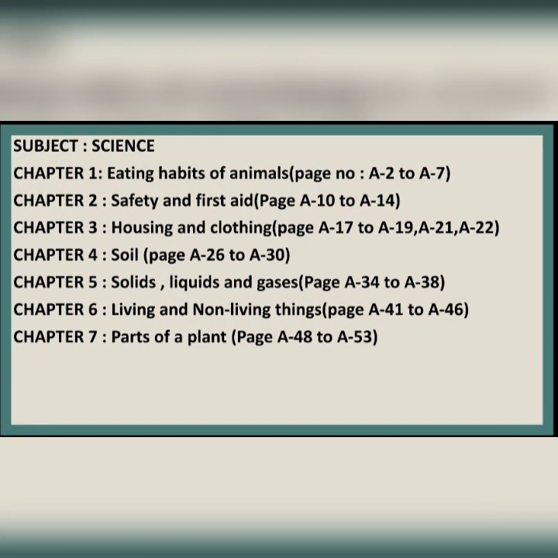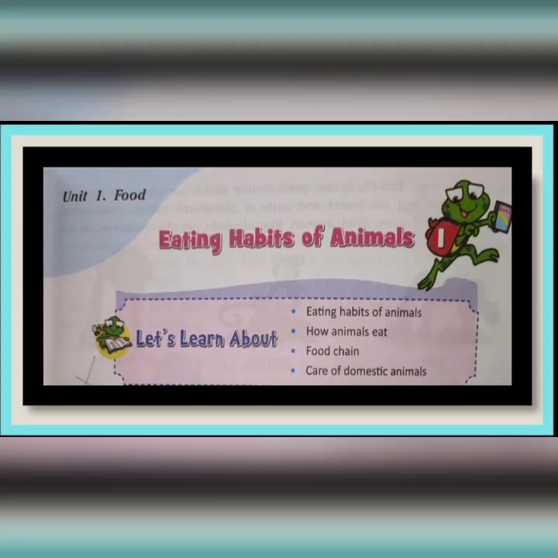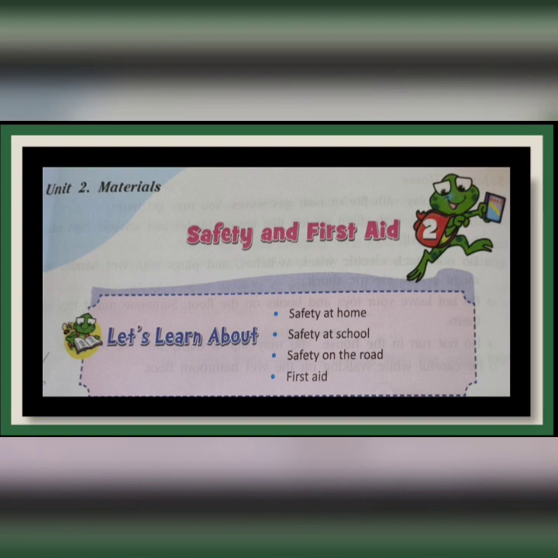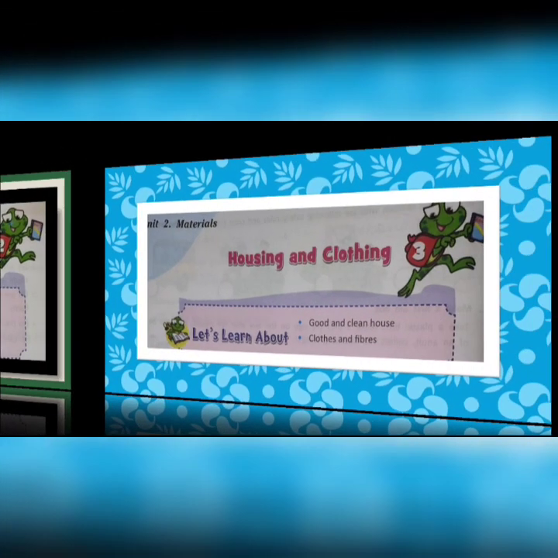This is the syllabus of science for the midterm. The page numbers are mentioned here. Okay, only these page numbers you have to study from these chapters. Now let us recall what we did in the previous class. We did revision of chapter 1, eating habits of animals, and also chapter 2, safety and first aid.